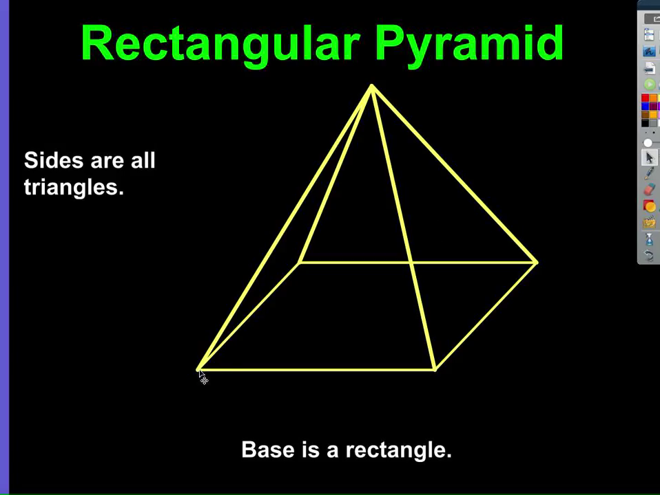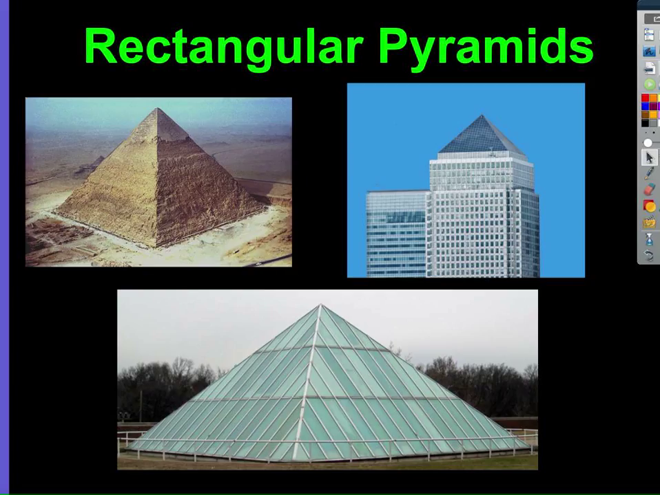Okay, so if I look here, there's 1, 2, 3, 4, 5 vertices on this pyramid. There's 1, 2, 3, 4, 5, 6, 7, 8 edges on this pyramid. And then faces, there's 1 on the bottom, 1 on the front, 1 on the back, 1 on the right, and 1 on the left. So there are 5 faces. These are some rectangular pyramids that you see out in the real world. Of course, the famous ones are the pyramids in Egypt.